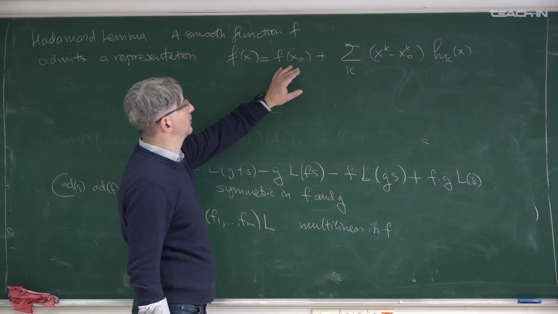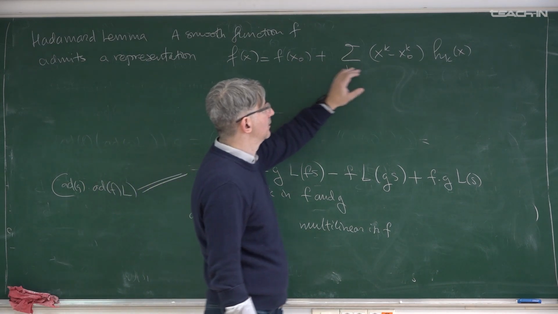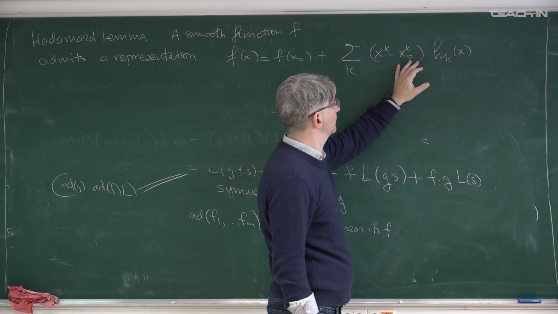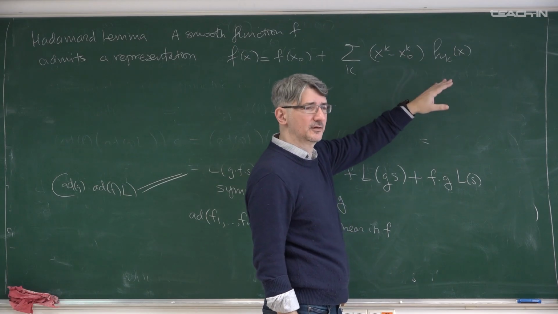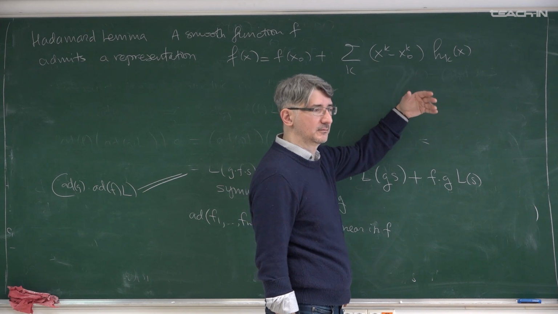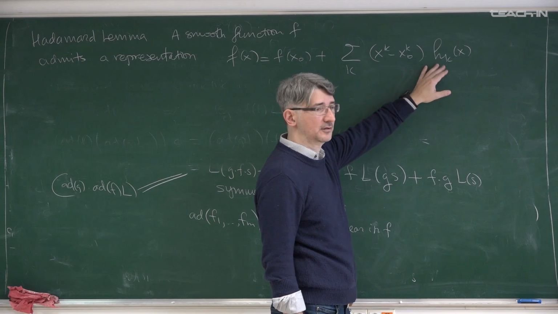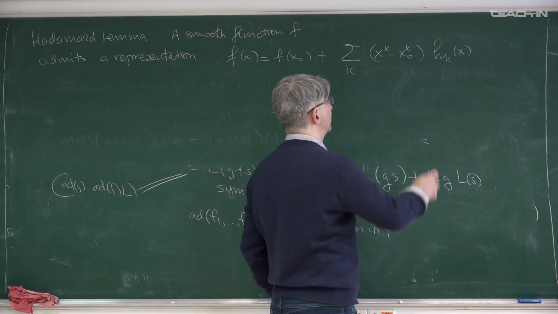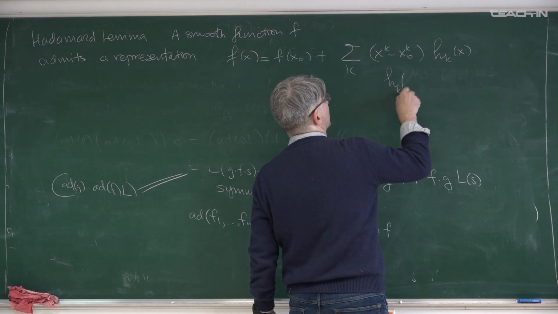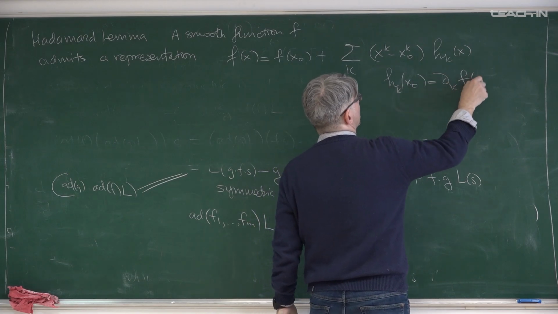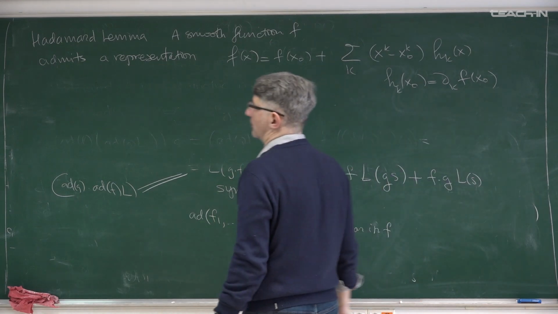So what is written here? The value at the point x0. This is the linear part of the Taylor expansion, plus some residue, other terms which are hidden here, such that h_k at the point x0 is the same as the partial derivative of the function with respect to x_k at the point x0.